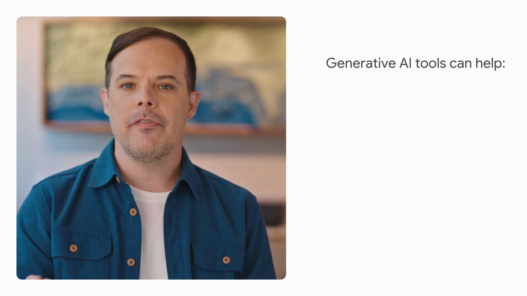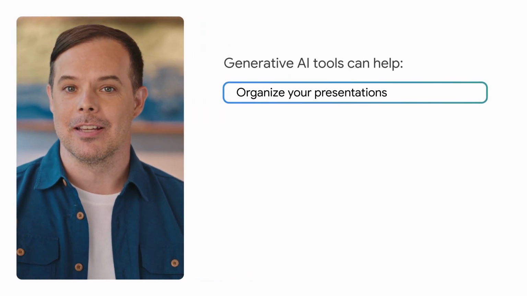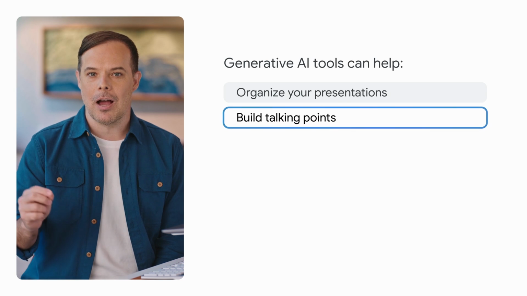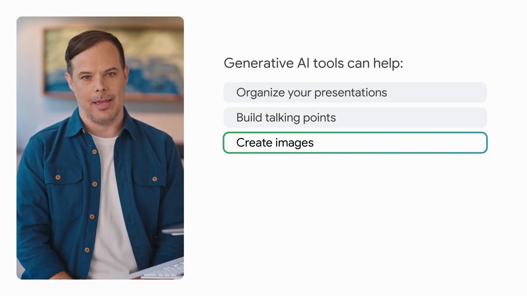Communication goes way beyond sharing information with someone. You need to tell a story. Stories are how you make information stick in people's minds. Generative AI tools can help. Organize your presentations into compelling stories, build talking points, and even create images to keep your audience engaged.